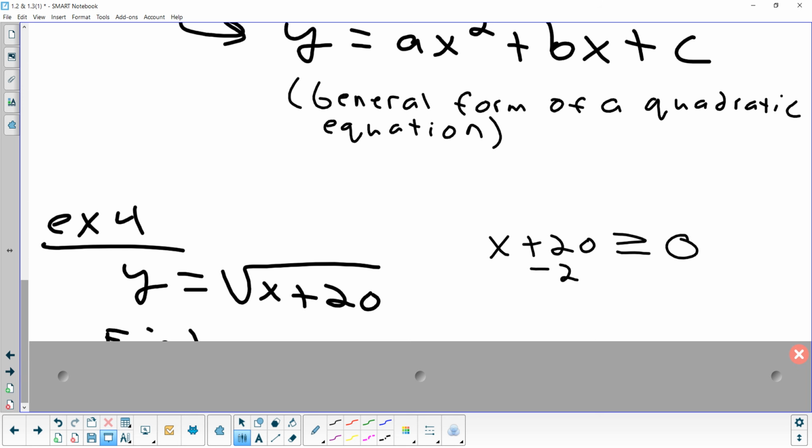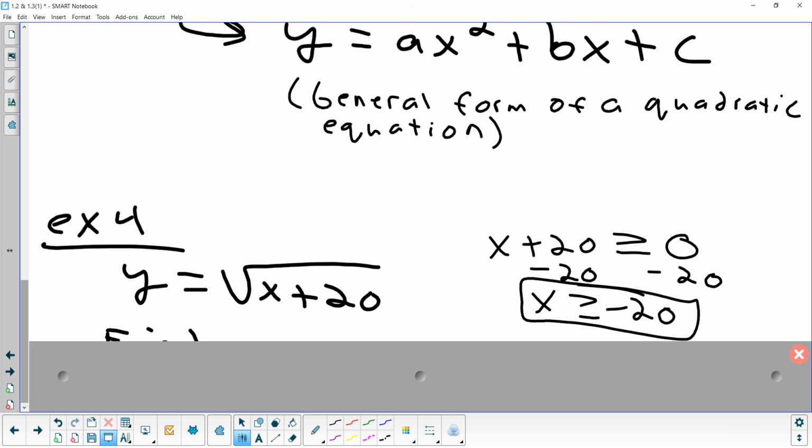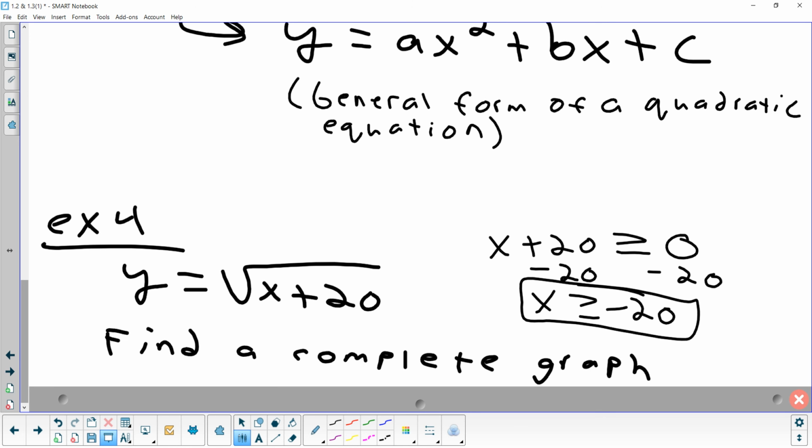So specifically, that means that x has to be greater than or equal to negative 20. You can plug any number you want in for x here, as long as it's greater than or equal to negative 20. If you plug in a number that's not greater than or equal to negative 20, you're going to have a problem.